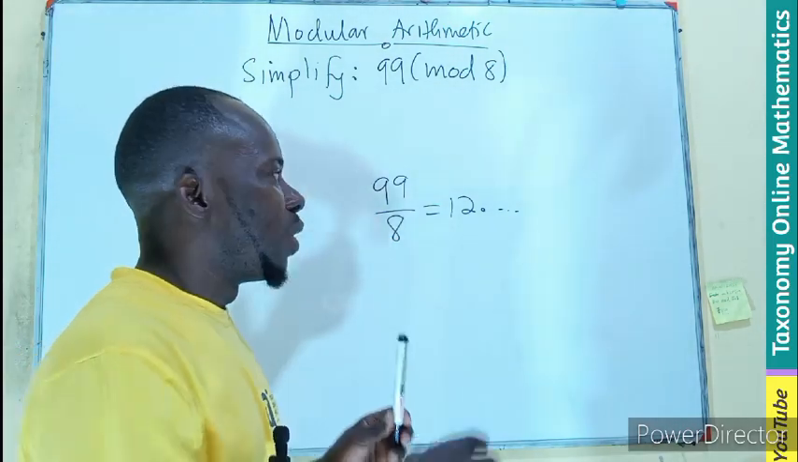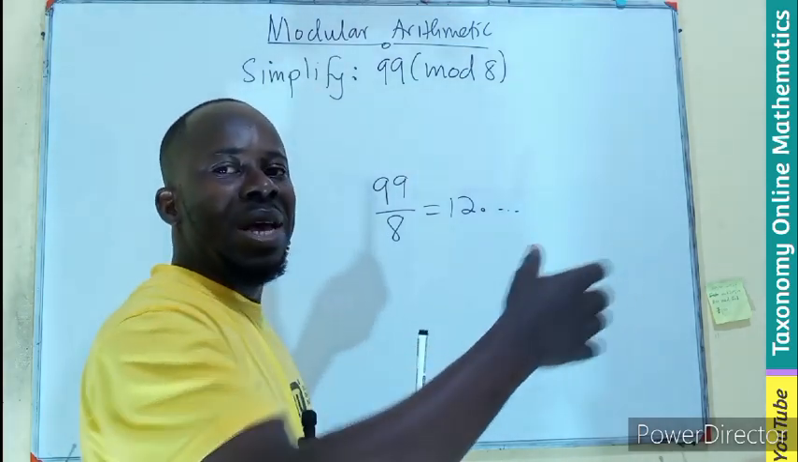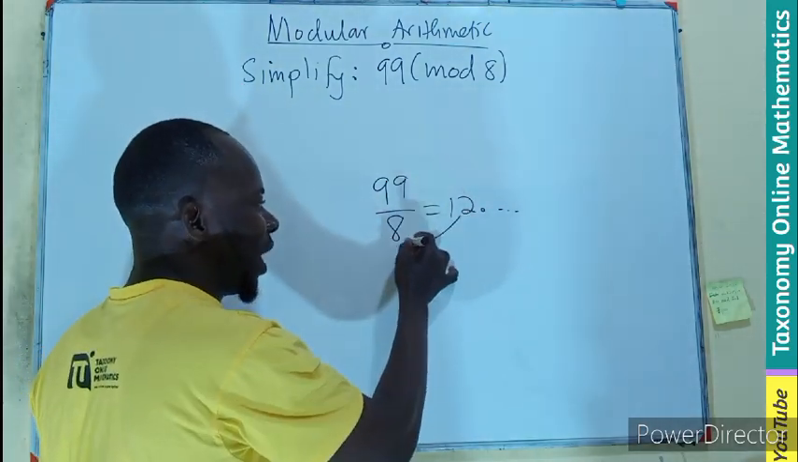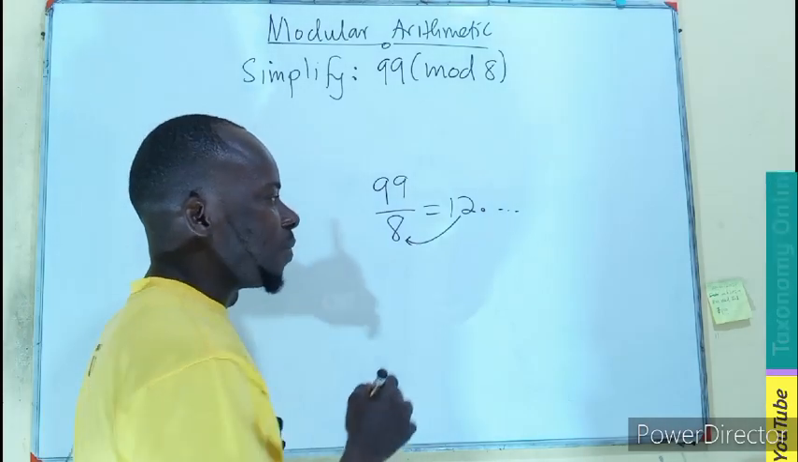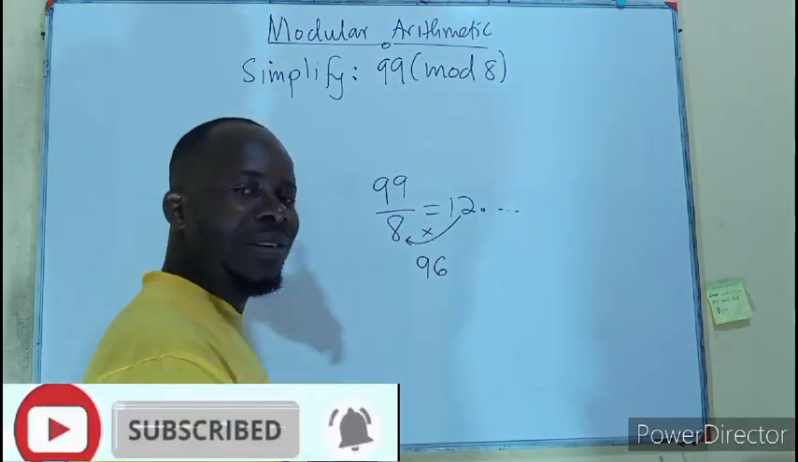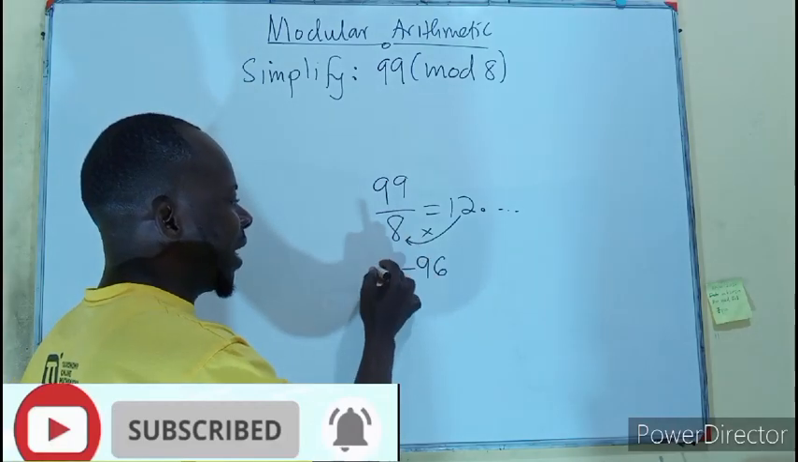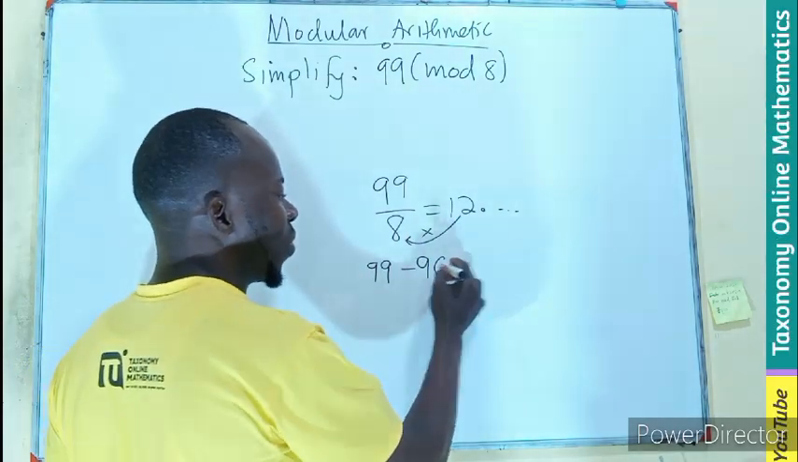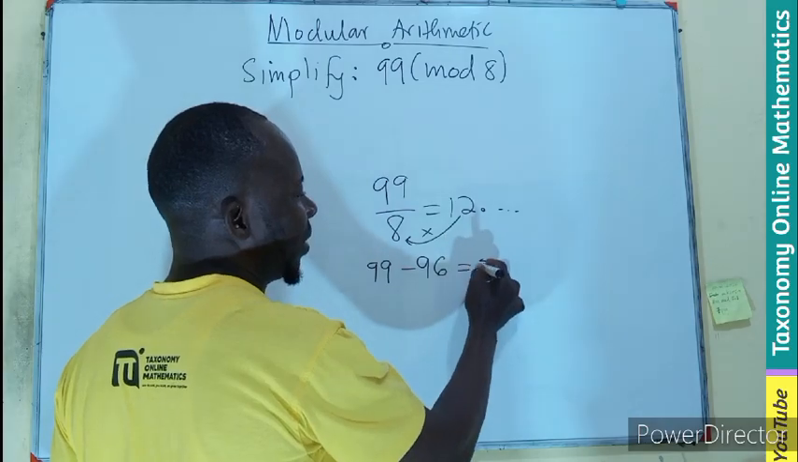So let's find out what the decimal numbers will be in terms of a whole number. So you multiply your quotient with your divisor. If you multiply, you'll have 96. Now subtract the 96 from the dividend to get your remainder. I guess that will be 3.